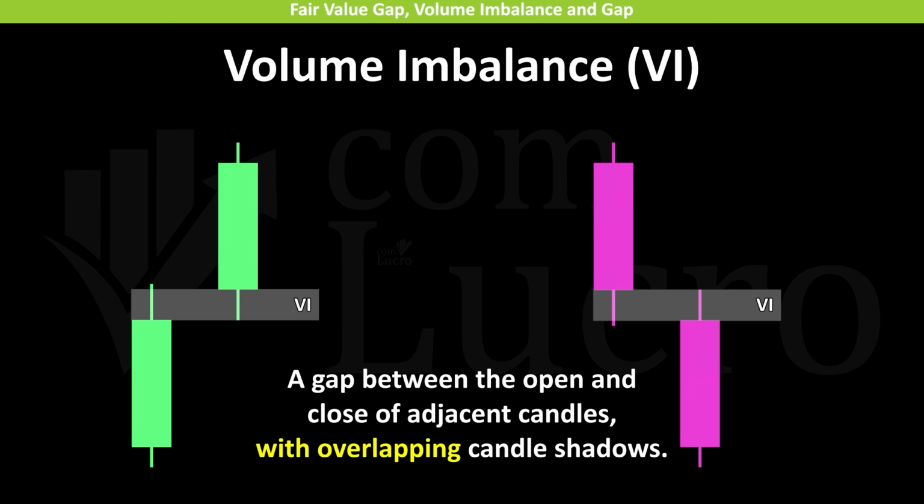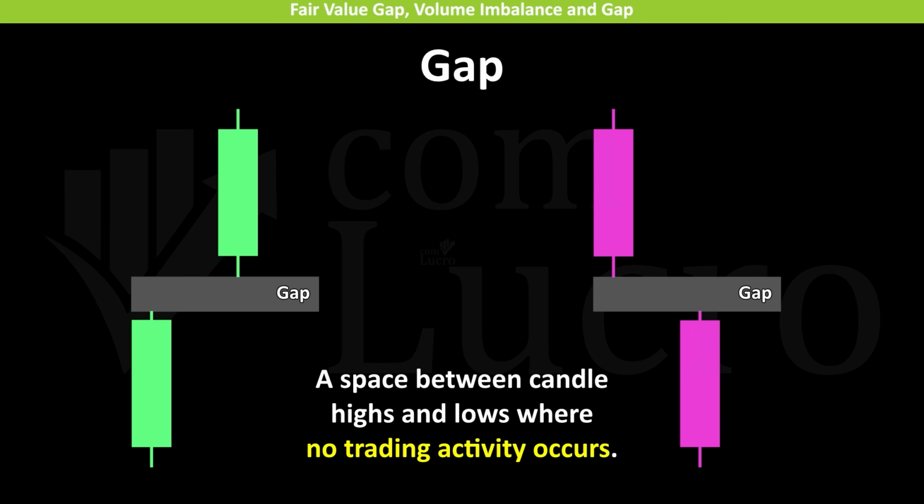Beyond fair value gaps, the ICT method also highlights related concepts such as volume imbalances and gaps. A volume imbalance occurs when there is a difference between the open and close of adjacent candles, even though trading activity exists within that area because the candle shadows overlap. A gap, on the other hand, occurs when there is a complete absence of trading activity between candles.